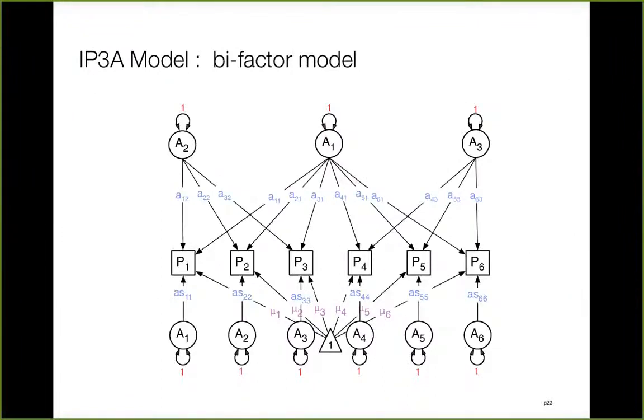This slide depicts a path diagram for an independent pathway model that has not 1, but 3 common additive genetic factors. Now, for ease of presentation, the environmental factors are not shown. This kind of factor structure is called a bifactor model because there are 2 types of common factors at the same level of hierarchy. One type is the general factor, which has paths going to all the phenotypes. In our case, A1 is the general factor. The other type is the group factor, which has paths going to some but not all of the phenotypes. In our case, A2 and A3 are group factors. Note that all 3 factors are mutually uncorrelated.